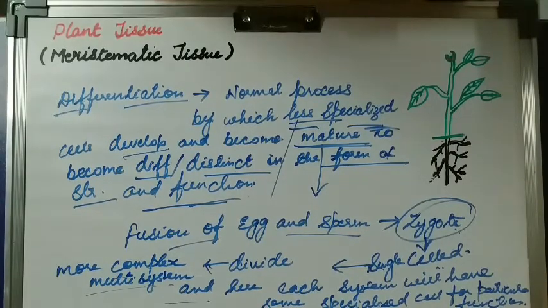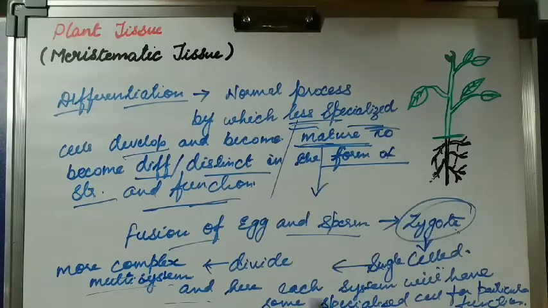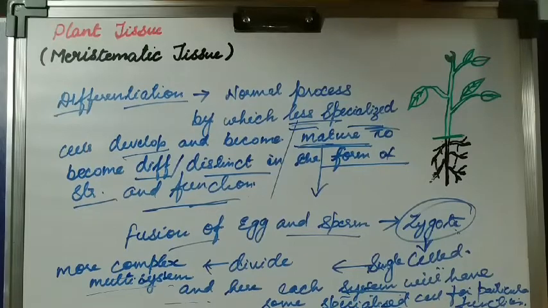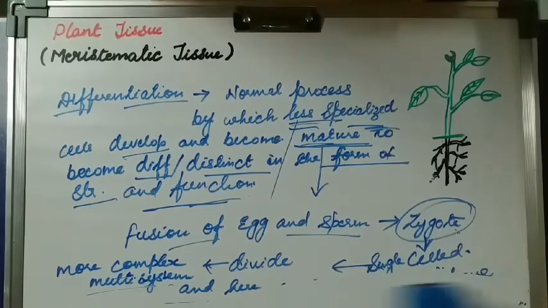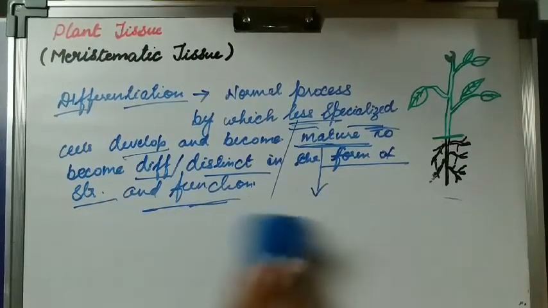When they divide, there will be the formation of new cells. Those new cells are less specialized or unspecialized, and in time they will become mature to perform a particular function. And here each system, whether it's a respiratory system, circulatory system, nervous system, each system will have some specialized cell to perform the particular function. Okay, and in this way there is a division of labor in the multicellular organism.